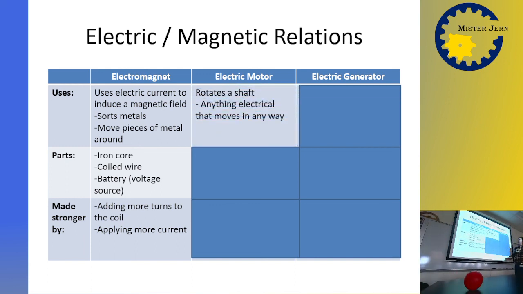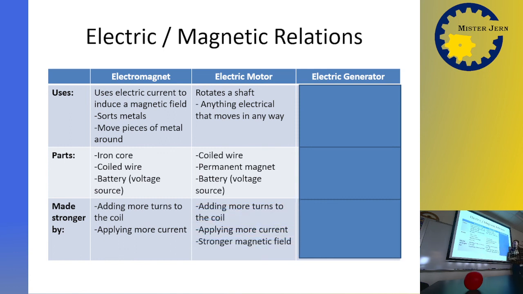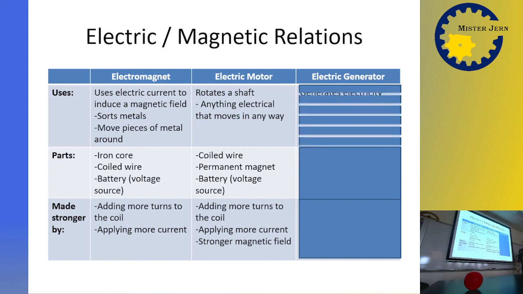For a motor, it's something that rotates a shaft. Anything electrical that moves in any way is this. The parts are, you built one on Monday: coiled wire, permanent magnet, and a battery. You can make it stronger by adding more turns to the coil, applying more current, or a stronger magnet.